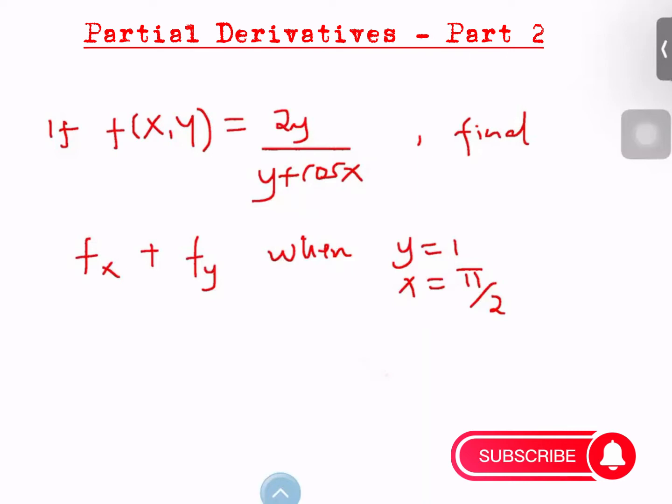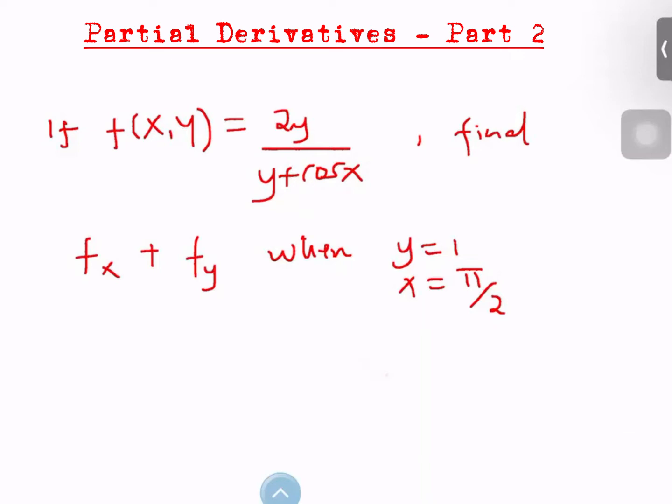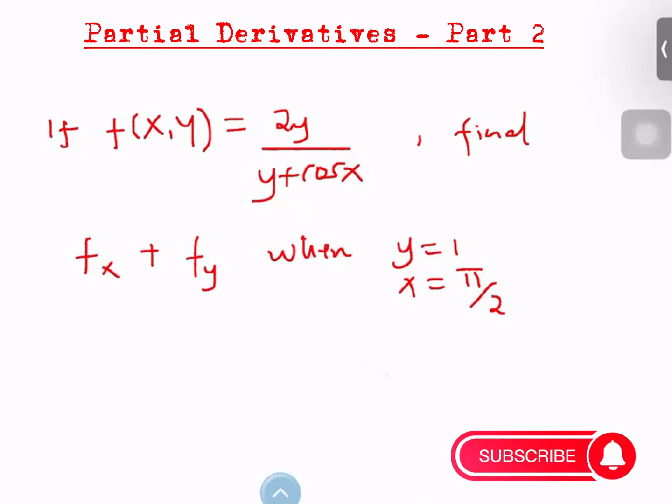So let's try to work out this example. Consider that f of x, y is equal to 2y divided by y plus cos x. You are required to find the partial derivative of this function with respect to x, and then again with respect to y, and sum the two when y is equal to 1 and x is equal to pi over 2.